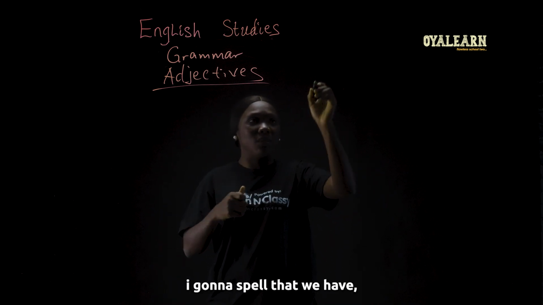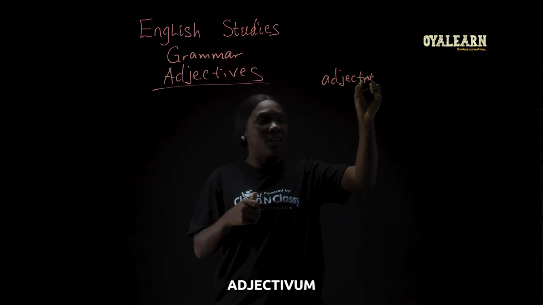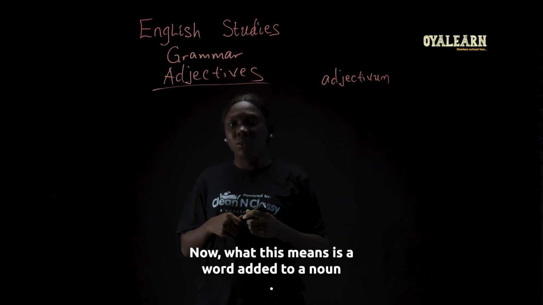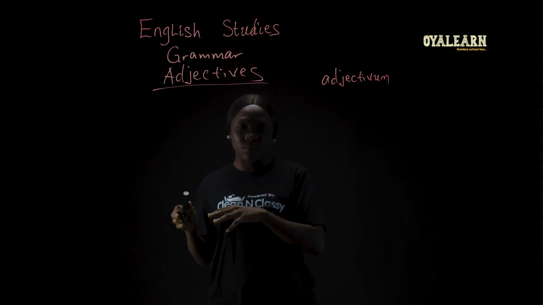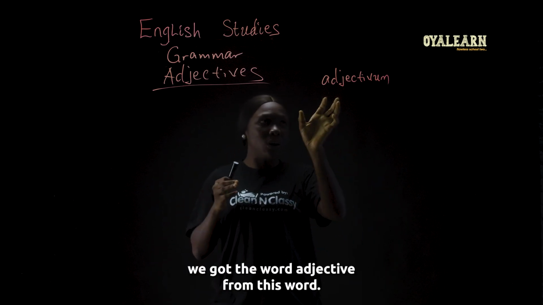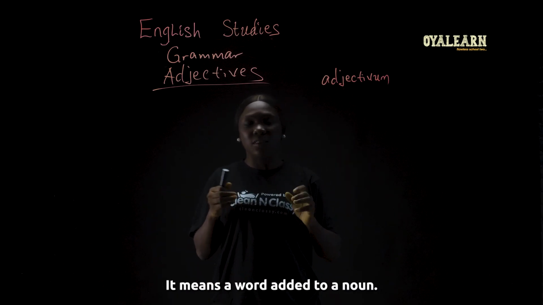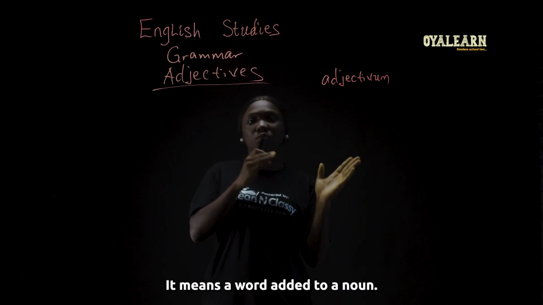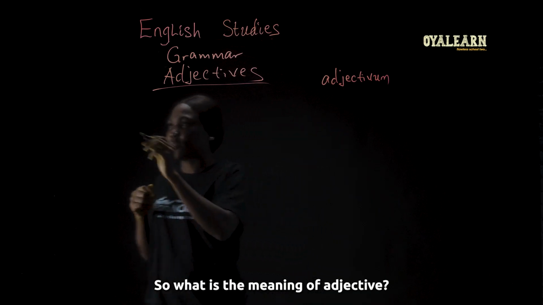So I'm going to spell that. Adjectivum. Now, what this means is a word added to a noun. That's what it means. So we got the word adjective from this Latin word. It means a word added to a noun. So what is the meaning of adjective?